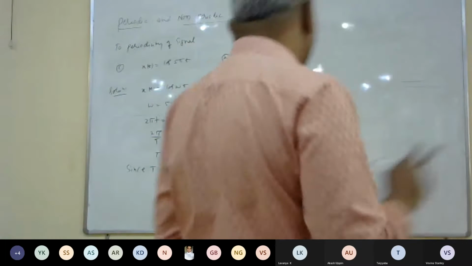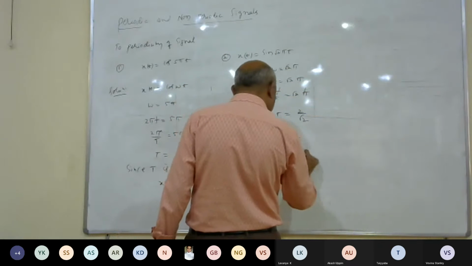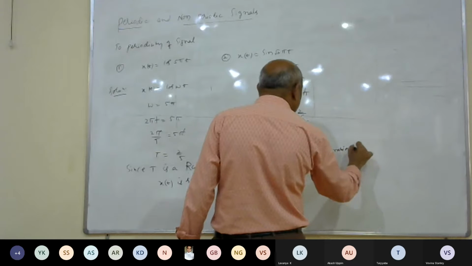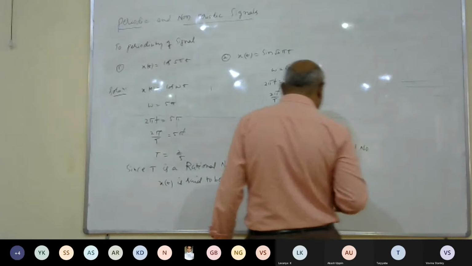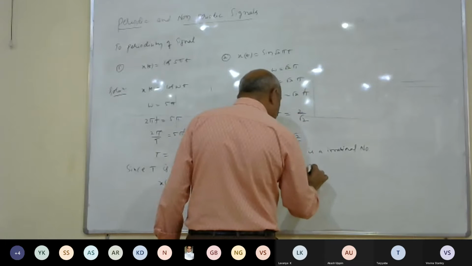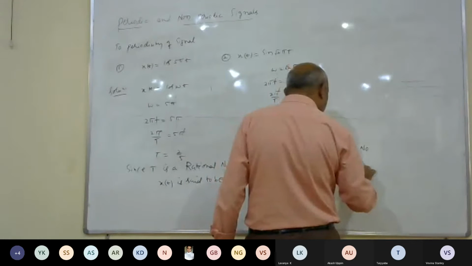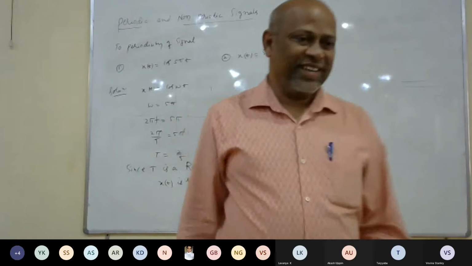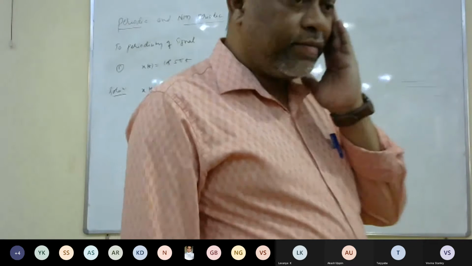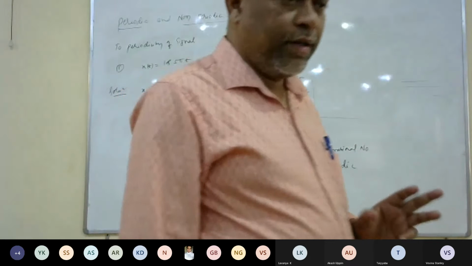Hence the signal is said to be non-periodic, since capital T is an irrational number. That is, x of t is said to be a non-periodic signal. Understood? How to find the periodicity of a signal, how to check its periodicity, and how to get its fundamental period. Is it clear?